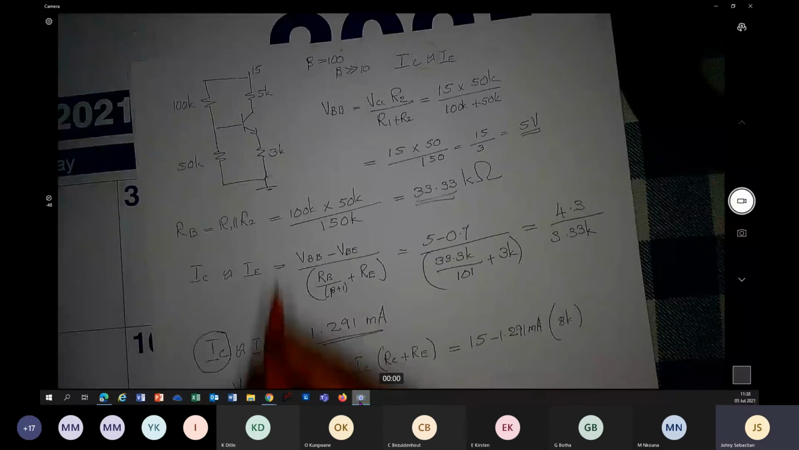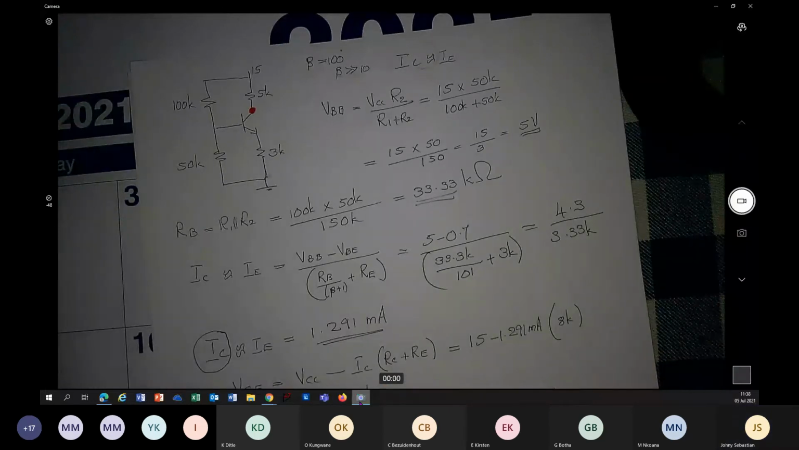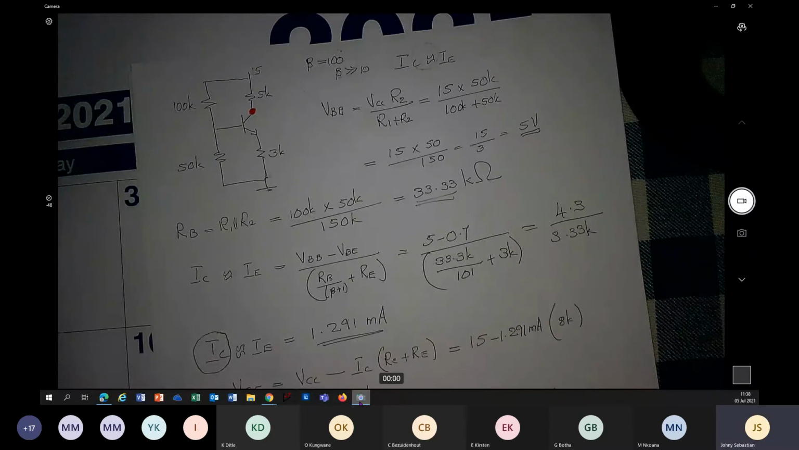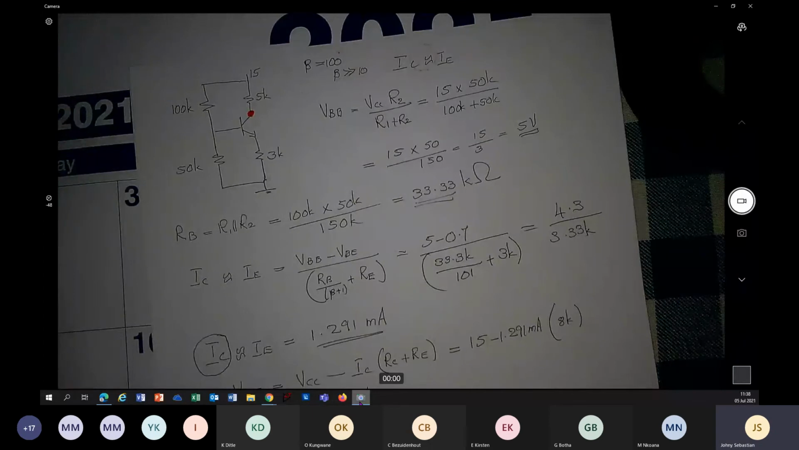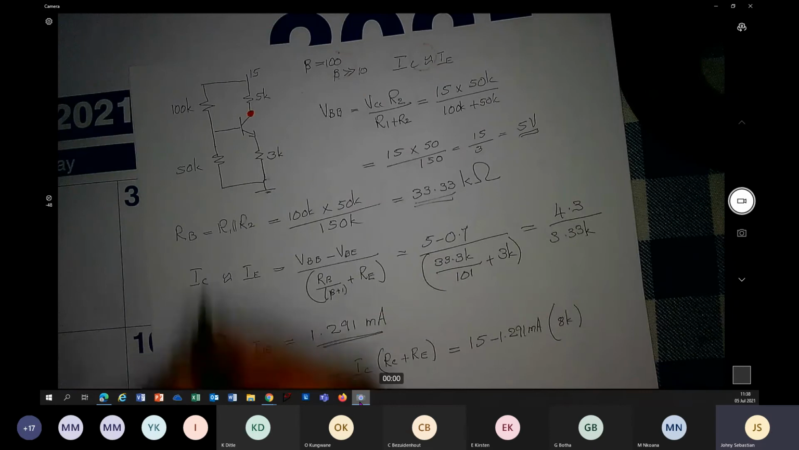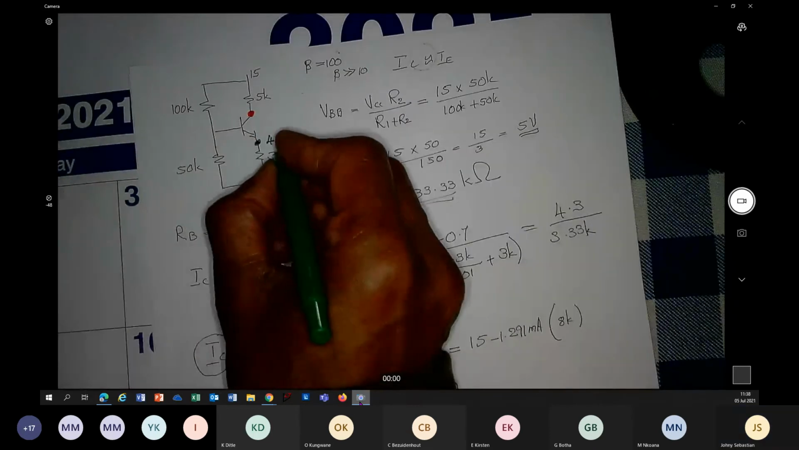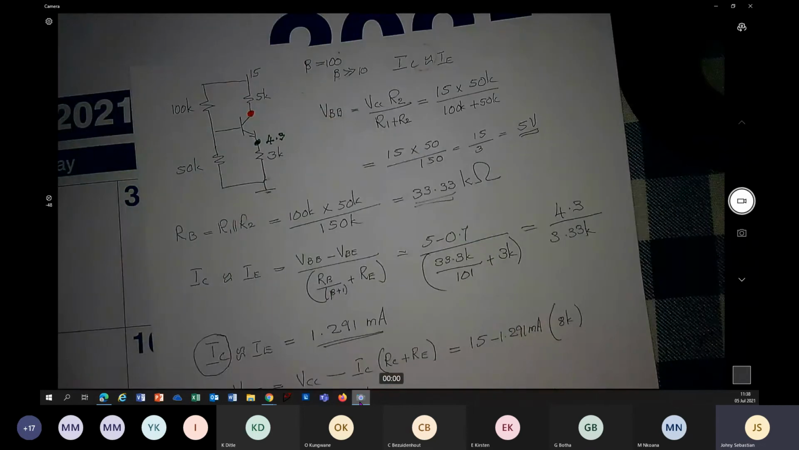Do we know what is the voltage at the emitter? Voltage at the emitter is easy. Why? Well, you subtract 0.7 from VBB. VBB is 5. 5 minus 0.7, it is 4.3. So voltage at the emitter is 4.3. Voltage at the collector is 8.5.